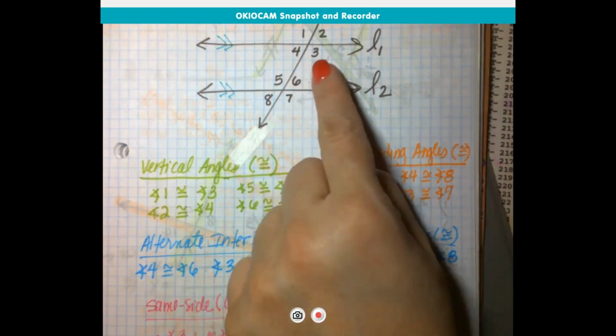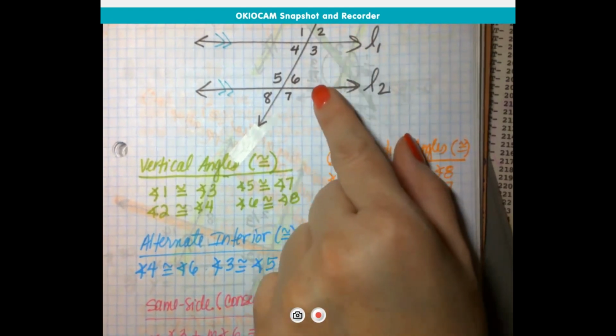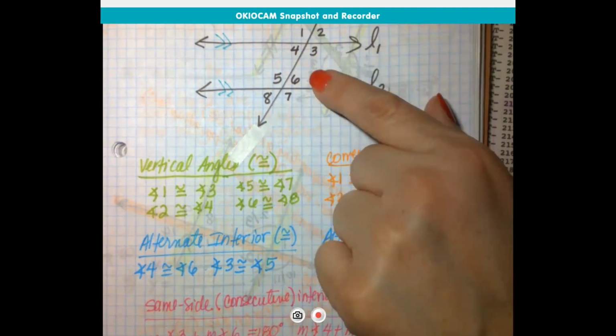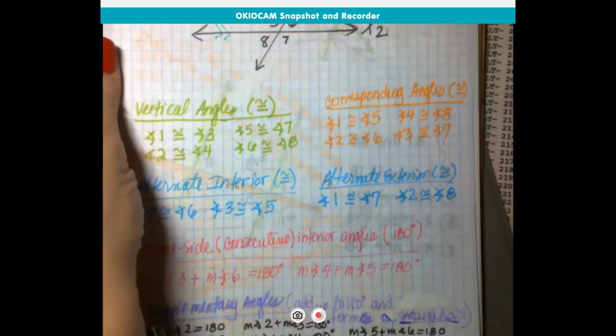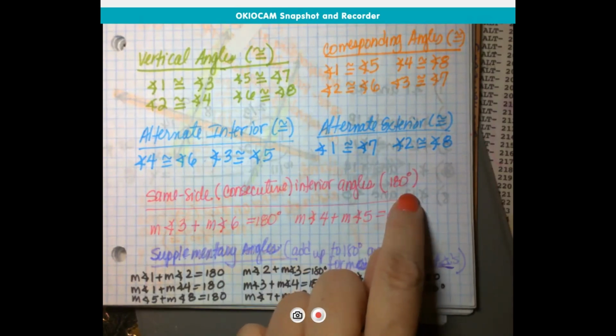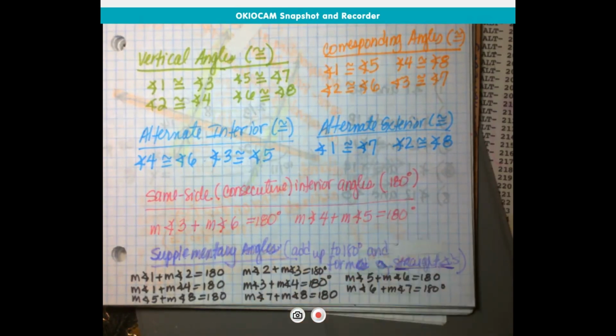What else do you need to know? Consecutive angles go one to the other, and these are in the interior. Consecutive angles like 3 and 6 and 4 and 5 are supplementary. That means that they add up to 180. Okay. And then what are supplementary angles?